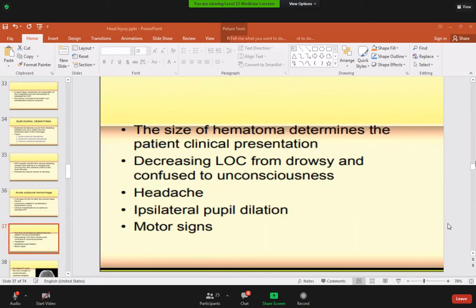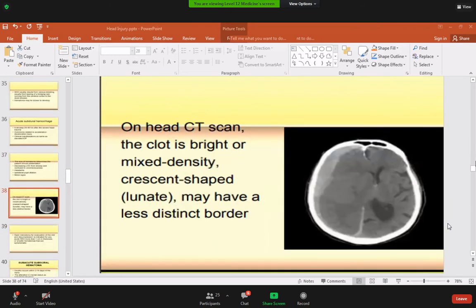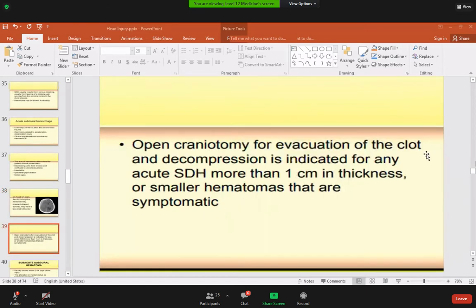Other signs can be headache, ipsilateral pupil dilatation, or motor signs of neurological deficit. On head CT scan, the clot is bright with mixed density. It is not white as in epidural hematoma, and it is crescent shaped or lunate in appearance. And the border is not very distinct because there is associated penetration into the underlying brain matter.